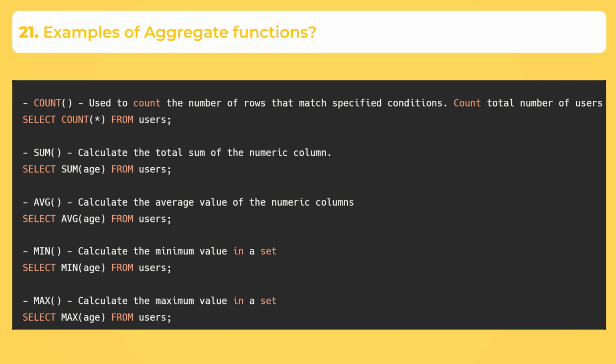Next one is examples of aggregate functions. Count is basically used to count the number of rows that match specific conditions, for example count total number of users. Sum calculates the total sum of a numeric column. Next one is average, which calculates the average value of a numeric column. Min calculates the minimum value in a set. Max calculates the maximum value in a set.